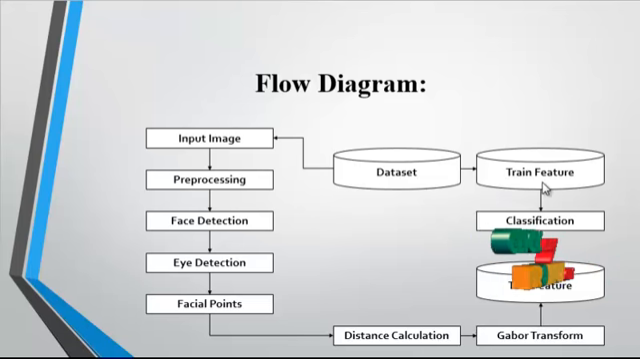The train feature is nothing but the feature which is extracted from the whole dataset images. The test feature as well as the train feature are combined together for the classification. After that, the classification result comes out from the classification process. The classification result is in the form of text. If the expression is a smile, the text will be smile.